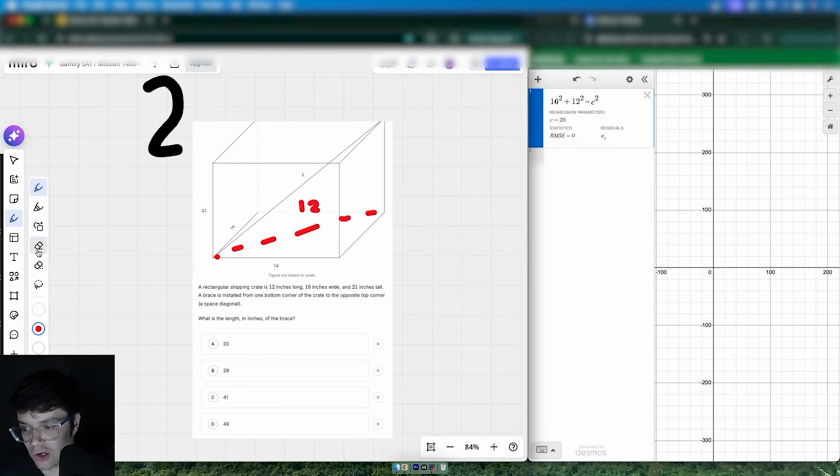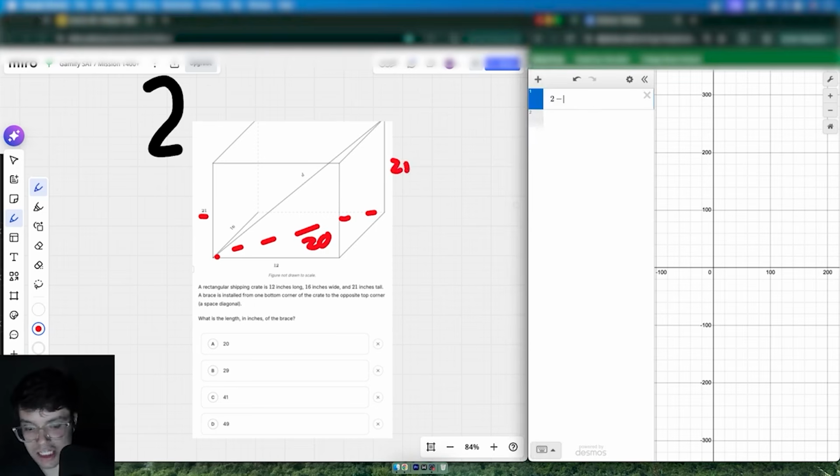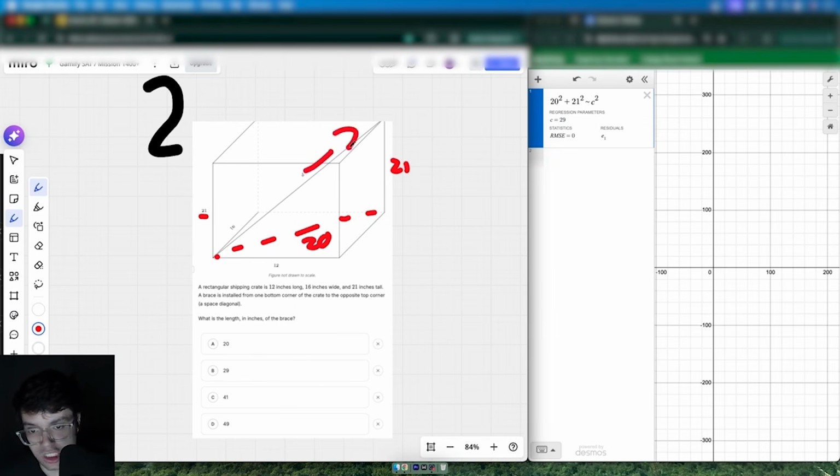Okay, so now we know here that this diagonal thing in the middle must be 20. We also already know the height of it must be 21 because it says it over here. So 21 there. And then we can just use the Pythagorean theorem again. We can say here this time 20 squared plus this time 21 squared must be equal to C squared. Okay, so that would be 29, and so D would be equal to 29 here. So therefore I go for B for the answer.